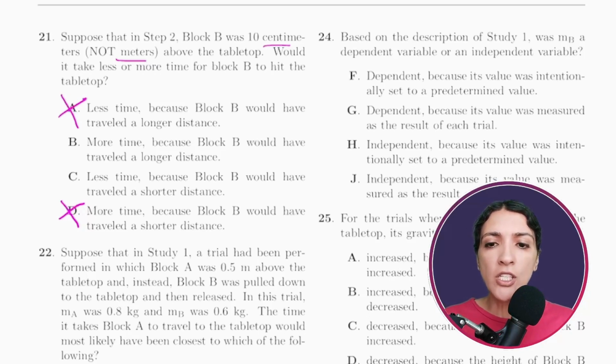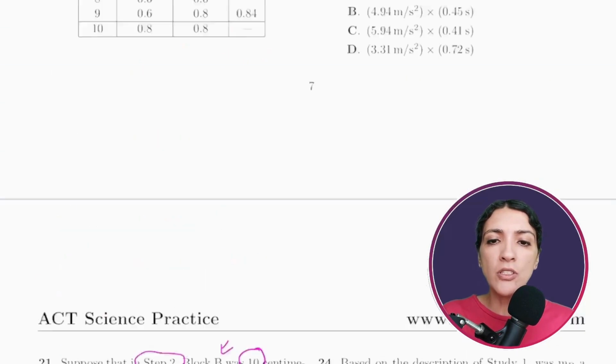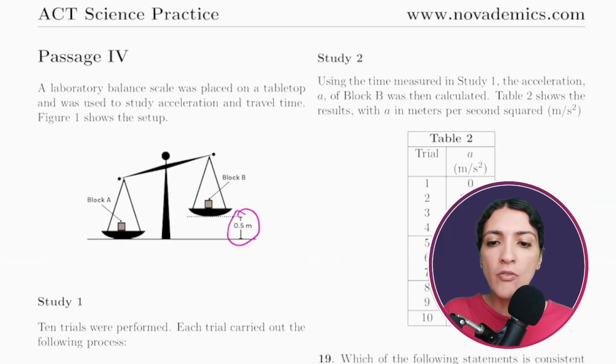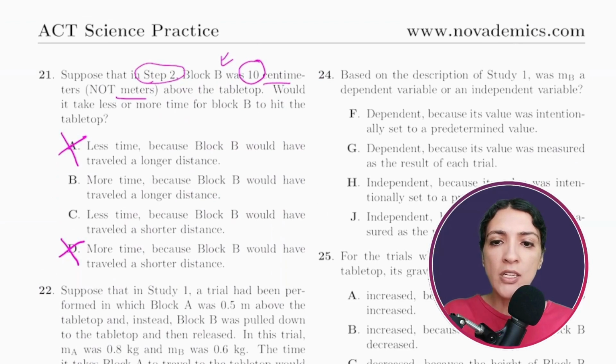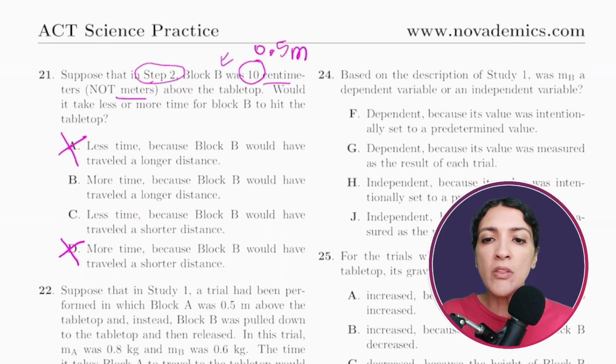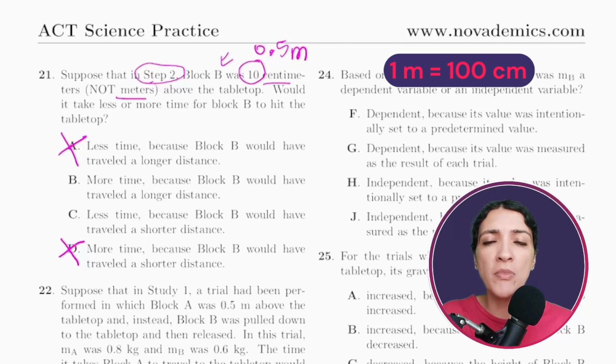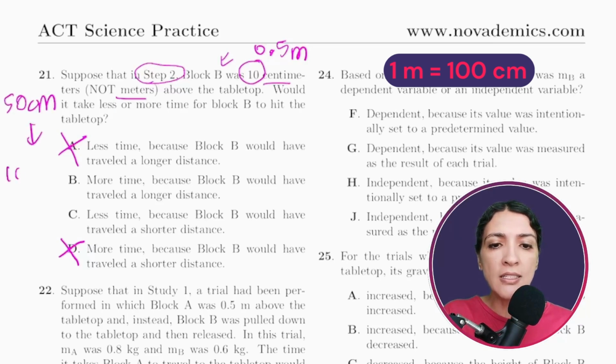But let's actually solve this question. So now we're told that in step 2, so that's the where, that block B, the who, was 10 centimeters. So we're looking at the initial distance of block B. So let's go back to the study, and we see that initially it was at 0.5 meters. So initially it was 0.5 meters. Now we have to see whether 0.5 meters or 10 centimeters is bigger. Hopefully you'll remember by test time that 1 meter is 100 centimeters. So half of a meter, 0.5 meters, is 50 centimeters. So we used to be at 50 centimeters, and now we're at 10 centimeters. So our distance has dropped, which means the time to travel that distance would be less. So that would give us choice C.